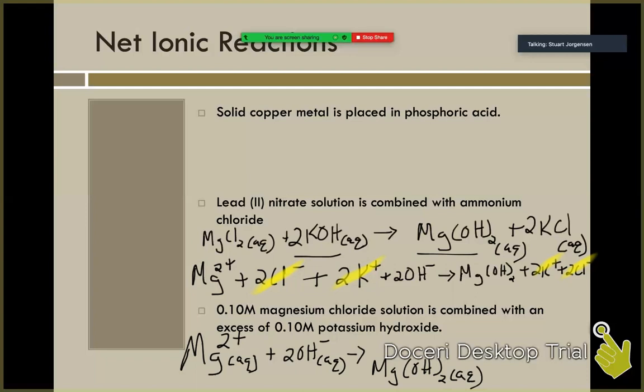There's a lot to keep track of here and a lot to think about. It's going to be really important that we practice some of these, and we're going to make sure that we're doing okay when we start to look at these different types of molecular and net ionic reactions.